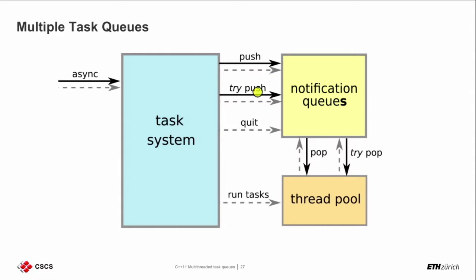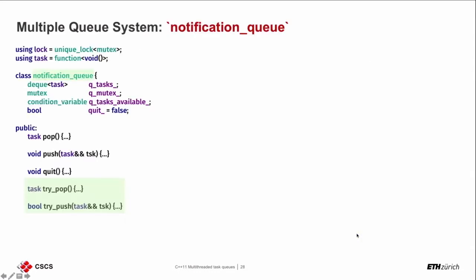But what we're going to add are these try push and try pop methods, which optimistically assume that on the first try we try to push or pop a task, it will work, and we'll have succeeded in our efforts. And yeah, the quit and the run tasks stay the same. So let's start now from the notification queue and see how we need to implement these try pop and try push methods before we see how they're useful.